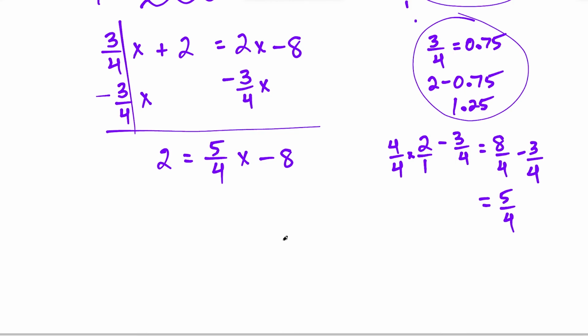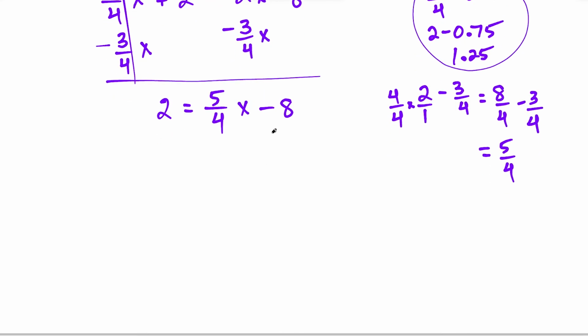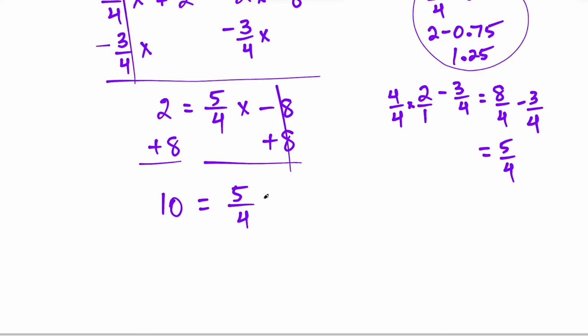And now to solve for x, I just have 2 more steps. I'm going to do plus 8 on both sides to get rid of this minus 8. And then I'll divide in the last step. So now minus 8 plus 8 cancels. 2 plus 8 is 10. And this is equal to 5 over 4 times x.